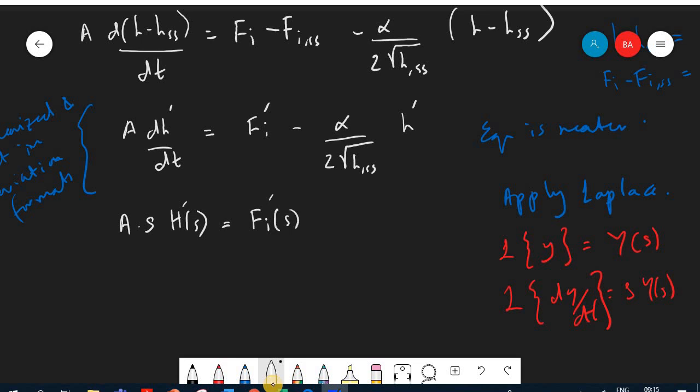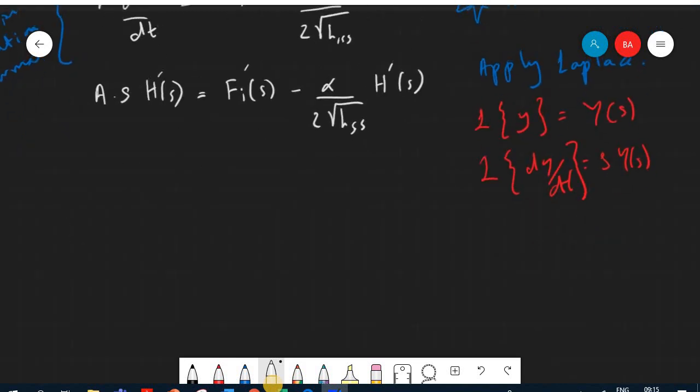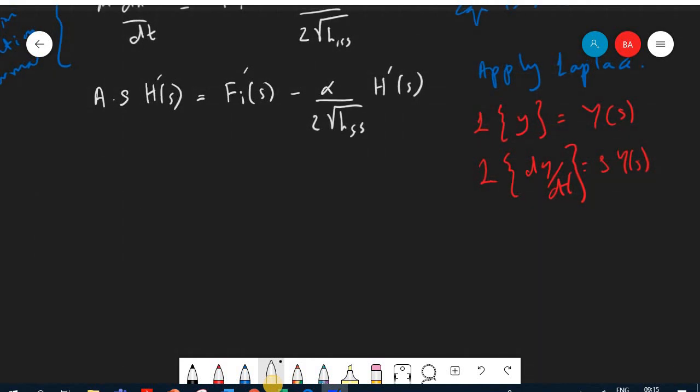Here I'm putting the same variable, but in this case I have a derivative, so I'm adding s. So let's continue. Minus alpha to h at steady state value into h prime, the same variable, so I'm going to put it at the same variable. Now this looks like a math problem, the one that we solved at the end of lecture number 12. It's like a math problem, and we are trying to solve using Laplace.